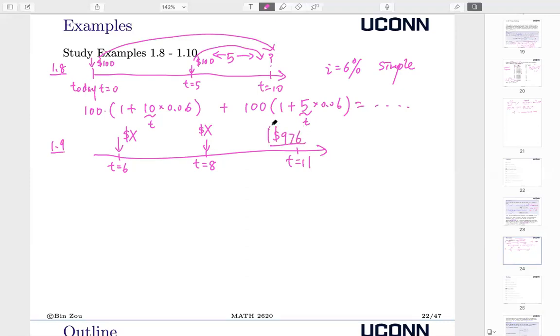This is how much this is worth, which means if I withdraw everything from this account, I will be getting $976. We repeat the same thing, right? The first deposit goes from, by the way, the interest rate is 8%. So all we need to do is to figure out how many years. From the end of 6 to the end of 11, that's 5 years. And here we have a compound interest rate.